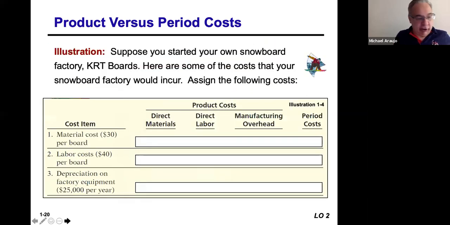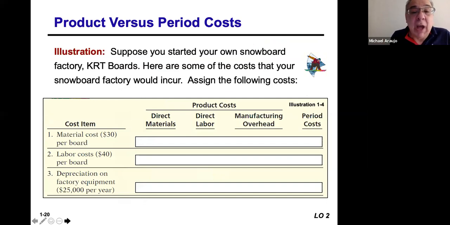So let's take a look. Okay, this, by the way, if you're following in the book, we're on page, well, this is 10 and 11 kind of combined. Okay, so let's suppose you started your own snowboarding factory. Okay, KRT boards. Hopefully you're not bored with this. Oh man, that's tough, Arujo. You can't start us off that way on a Wednesday.